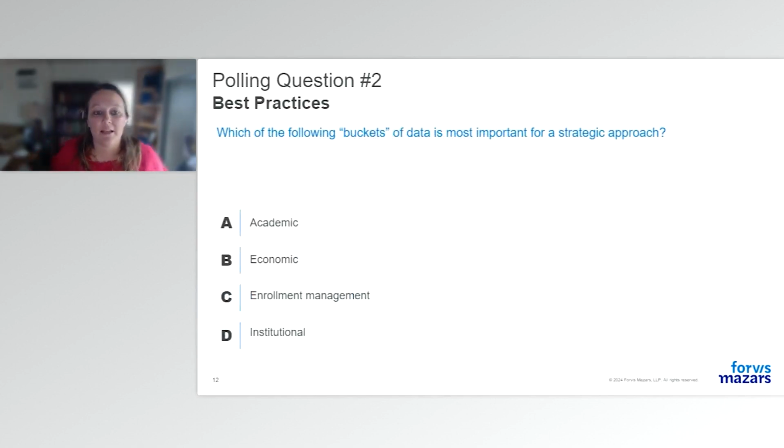Okay. So as we get into this next piece, I want to provide some concrete suggestions about what sorts of data you should be bringing to a strategic academic plan. And we're going to use that term rather than program review moving forward. Which of the following buckets is most important for a strategic approach? This is going to be difficult, and it's designed to be difficult, and I'll explain why in just a second. Are you focusing on academic data? Are you focusing on more economic or financial data, enrollment management, marketing data? Or are you focusing more on institutional data, such as how a program serves the institution overall?